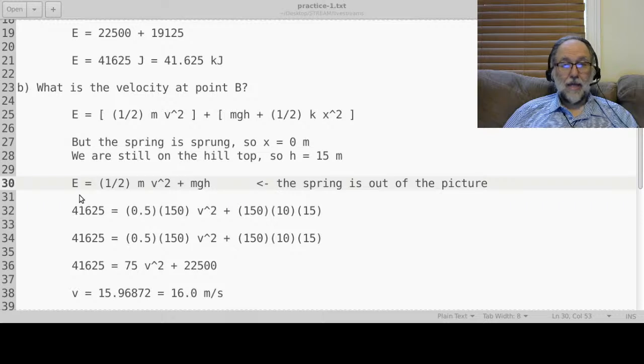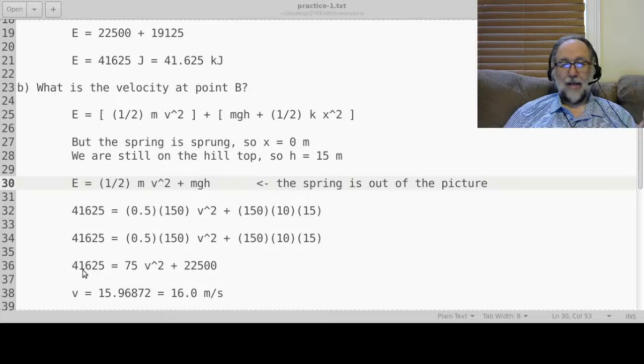So E, we're at point B now, but E is the same at all the points. At every single point, it's the same, and so it's still that 41,625 joules. And so E, you could just put that in there. That's going to equal 1/2 mv squared. We don't know v because that's what I'm asking. What's the velocity at point B? So I have 1/2 mv squared, so 0.5 times 150 times v squared, which we don't know, plus the mgh, that's still the same as above. So m is 150, g is 10, and h is 15 meters.